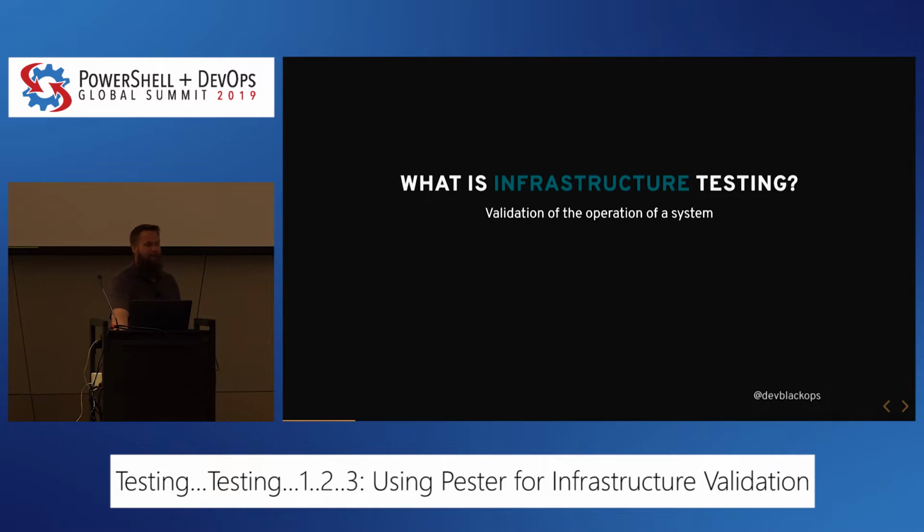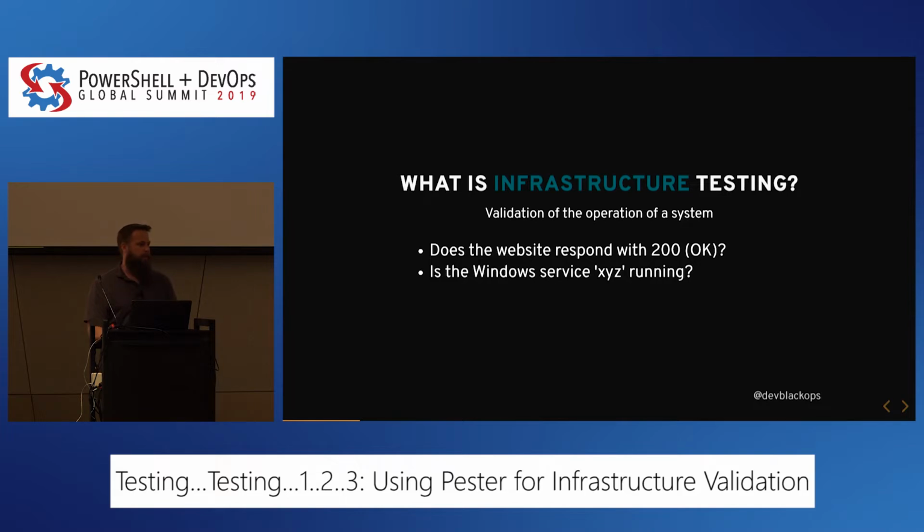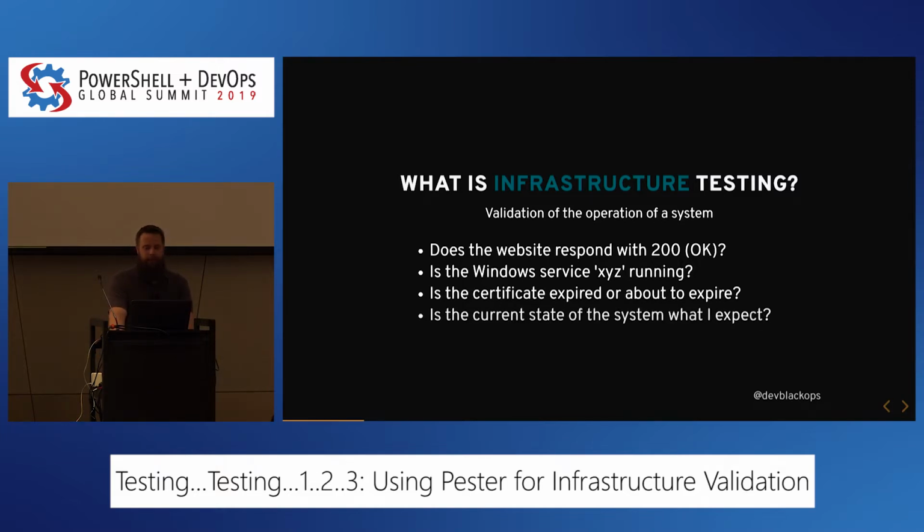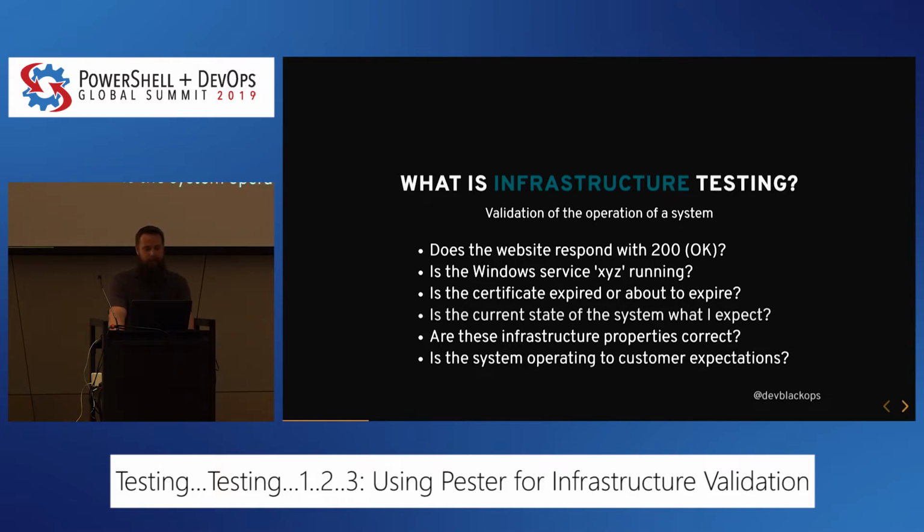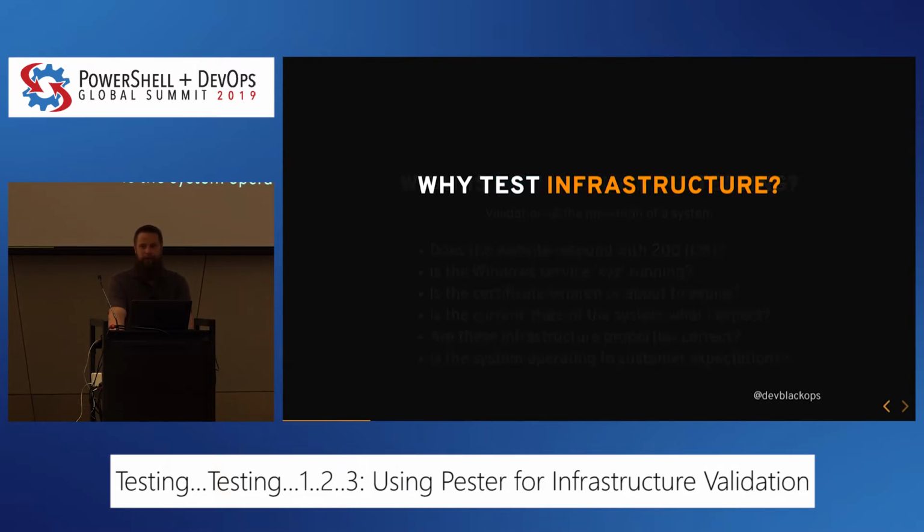So infrastructure testing is the validation of the operation of a system. Some examples of this could be, does this website respond with a 200, meaning that HTTP server is okay? Is that Windows service running, true or false? Is a certificate expired, or sometimes more importantly, isn't it about to expire that I need to take action on? Is the current state of the system what I expect it to be? And are these infrastructure properties correct? And this could be a very arbitrary set of properties that I just want to validate that they're what I assume them to be. And is the system operating to the customer's expectations? That's really the only important one here.